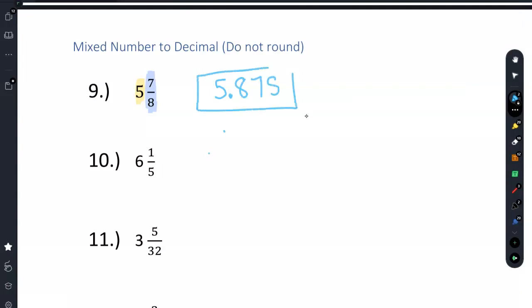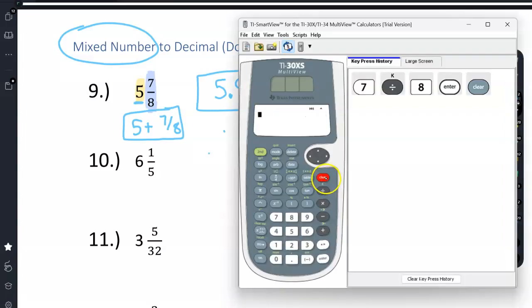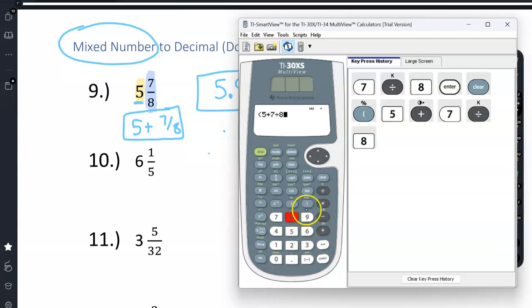All right. So one more way that I want you to get used to writing mixed numbers. A mixed number is simply a whole number plus a fraction. So 5 and 7/8 is the same thing as 5 plus 7/8. Another way that I could type this in, and I suggest that you use parentheses, is 5 plus 7 divided by 8. I'm going to close my parentheses. So that 5 plus 7 divided by 8 is the same thing as 5 and 7/8. And you can see that that gives me 5.875. So that's the way I'm going to do it for number 11.